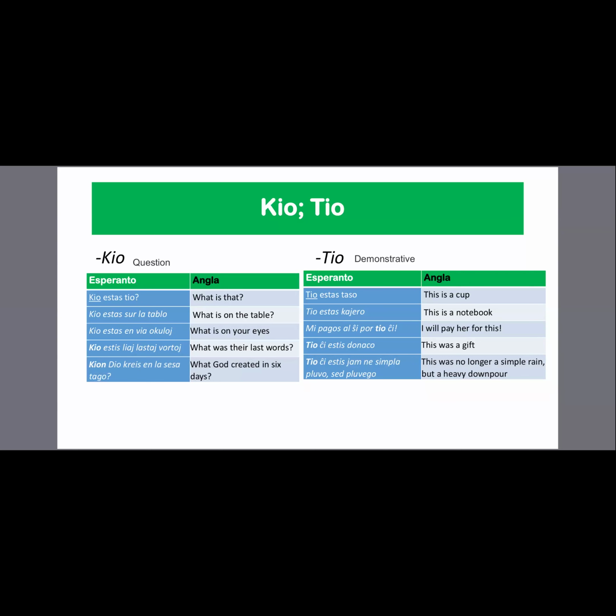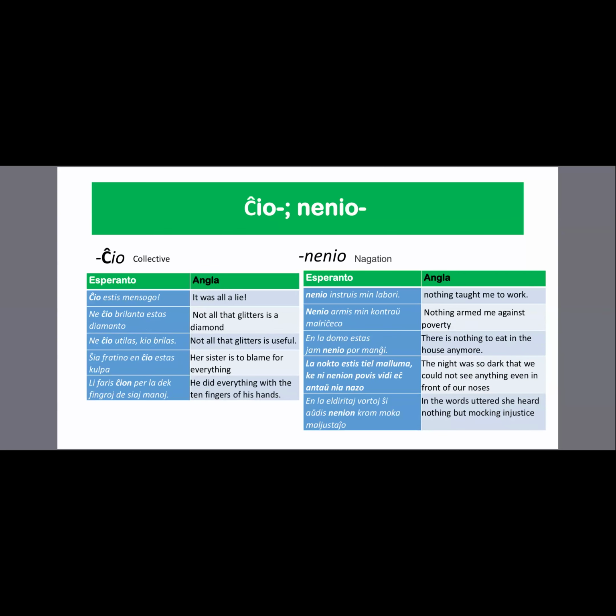So let me also proceed with chio and chion. These are two. Chio is collective, used when we want to put things together. For example, when I say chio estis mensogo, maybe someone was telling lies and they say all was lies. It was all a lie. Chio means you are saying everything he says was a lie. So as you can see, chio is common, all.